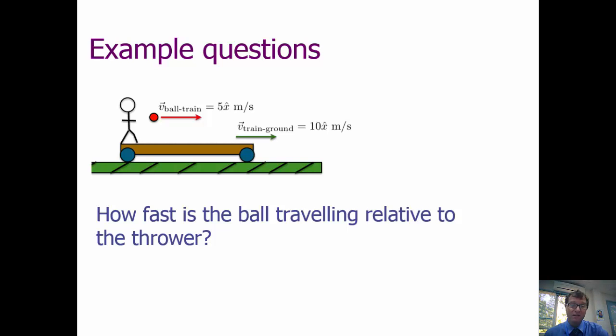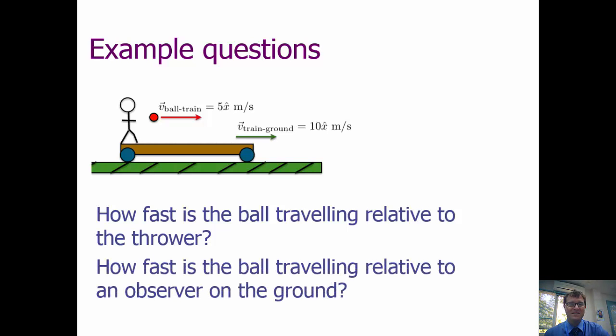Well, we've actually been given that information. As the thrower is traveling with the train, that means we'll see that it is continuing to be 5 meters per second to the right. The thrower is in the same frame of reference as the train, so the ball to the train is exactly the same as the ball to the thrower, 5 meters per second to the right.